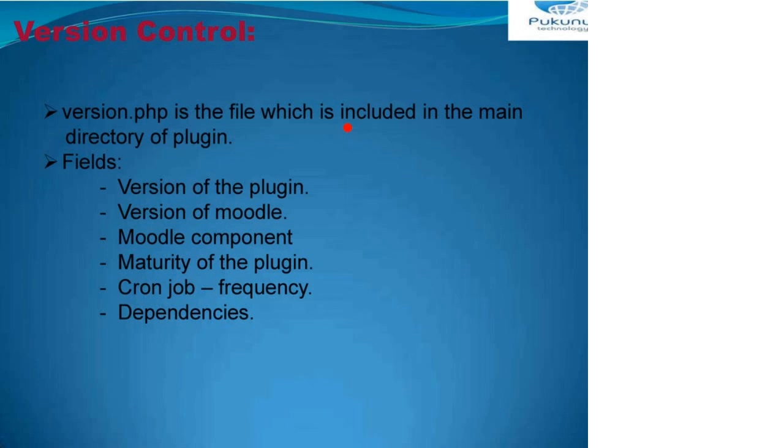It's just a plugin. Normally it would be your plugin type underscore plugin name, and next stands for the maturity of the plugin, which would be either alpha, beta, RC, or stable. And next is cron job frequency, which explains how frequently you want to run your cron job. And next is dependencies. If you want to include other plugins for this plugin to work, you can include those using your dependencies.